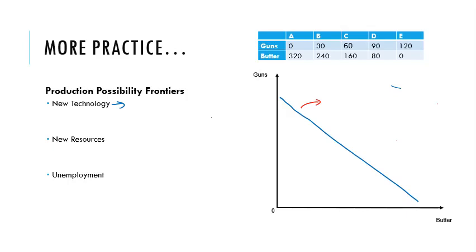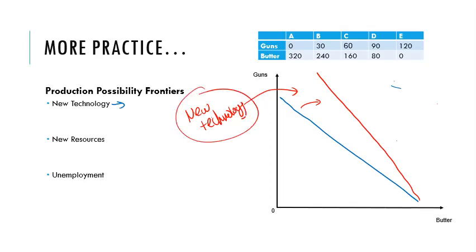The NRA's gone a bit crazy in the head, and they have decided to invest in gun making technology because Americans are a bit crazy. So what's going to happen is we're actually going to increase our production. So that will represent as new technology. Okay, hopefully that's simple enough.